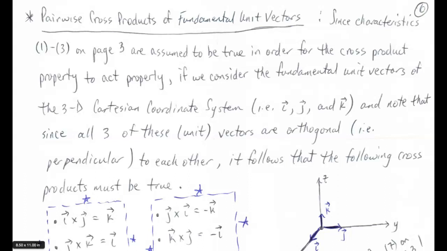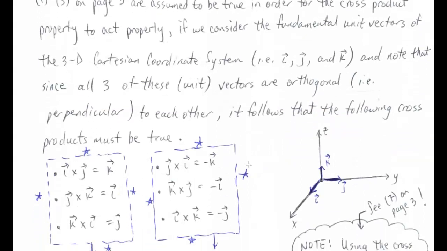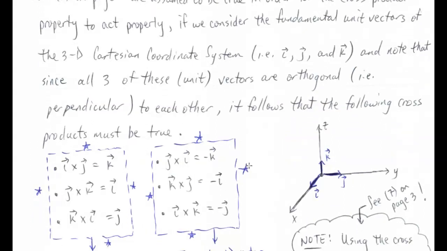Now, other things that we need to think about are what's called pairwise cross products for fundamental unit vectors. Basically, whenever we are dealing with unit vectors, and I'm going to deal with the most fundamental ones, our i, j, and k unit vectors that we've seen before, we know based upon how the cross product is supposed to act what the outcome should be.